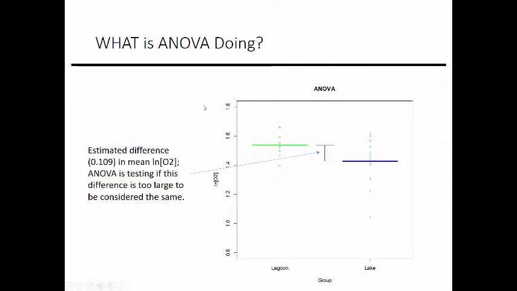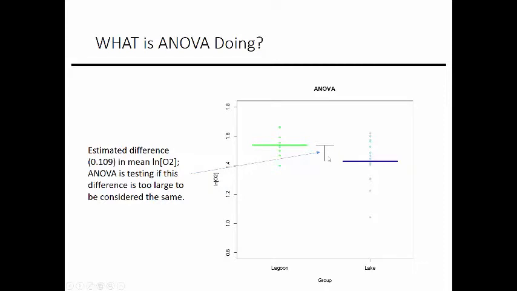But what is ANOVA actually doing? Remember, all ANOVA does is fit a mean to each group, which is what is represented by these big thick bars with the respective colors. So I've got lake and lagoon. And this is the difference of 0.109 that is estimated between lake and lagoon that we found to be insignificant using ANOVA. This is what ANOVA is testing. It's just trying to find out what is the difference between these two groups.